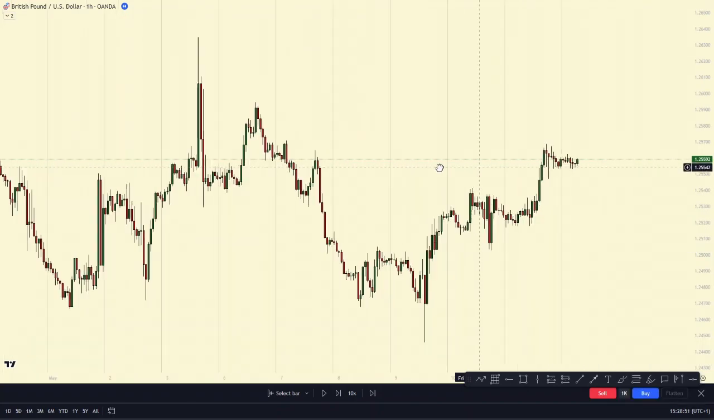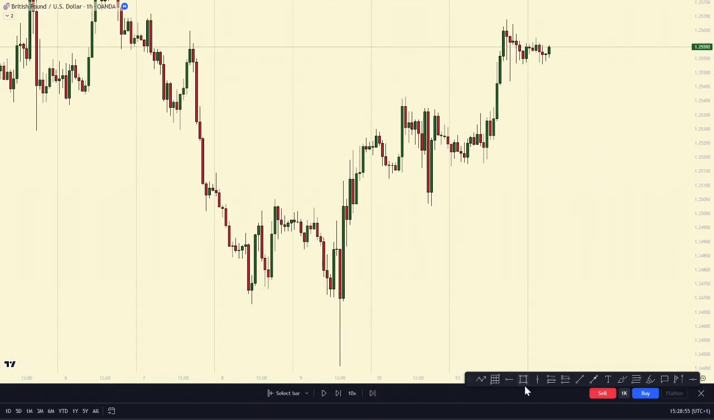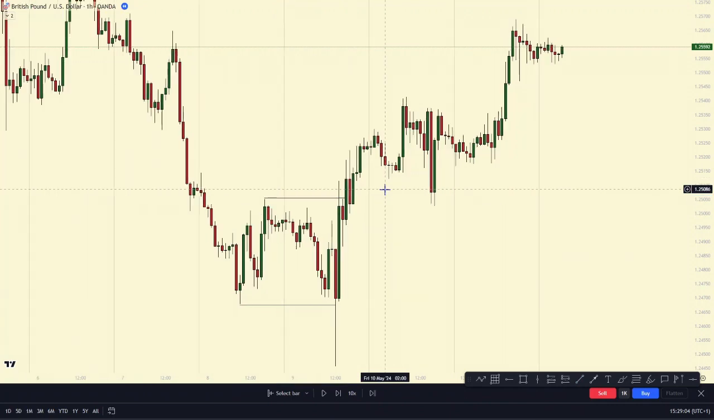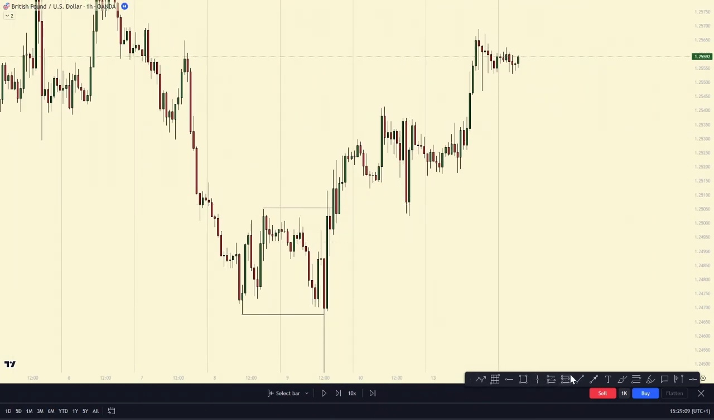So on GU, I saw something nice. I saw this nice sweep of liquidity to the downside, and this nice break of market structure to the upside. After that, price pulled back again, creating this low at this point, and again it broke market structure.